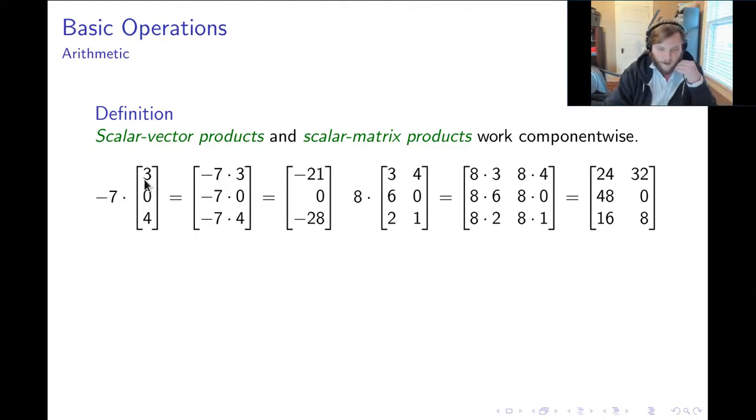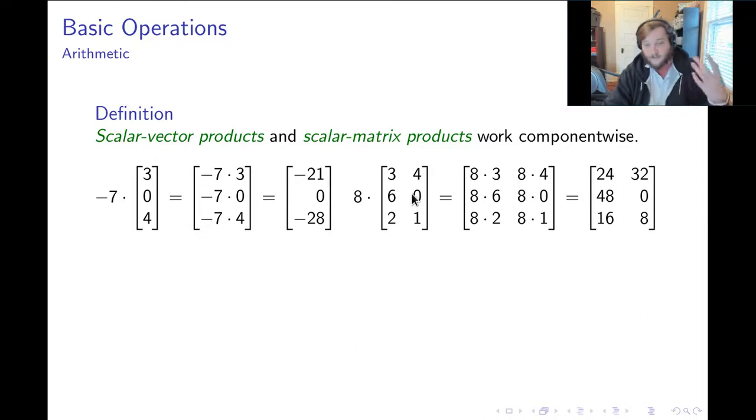So over here, I'm going to multiply the vector 3, 0, 4 by the number -7. And the rule for doing this says take every number inside the original vector and simply multiply it by -7. In this case, when we do this operation, we produce the vector -21, 0, -28.